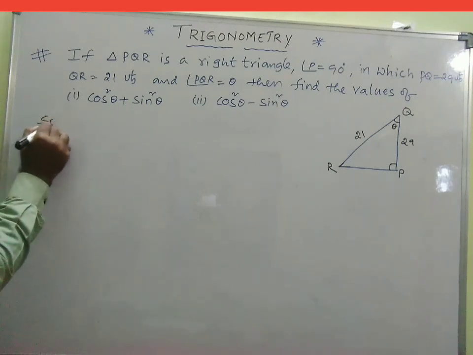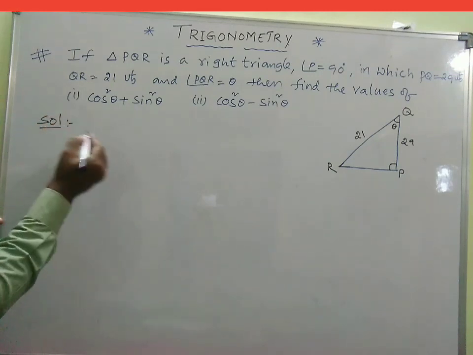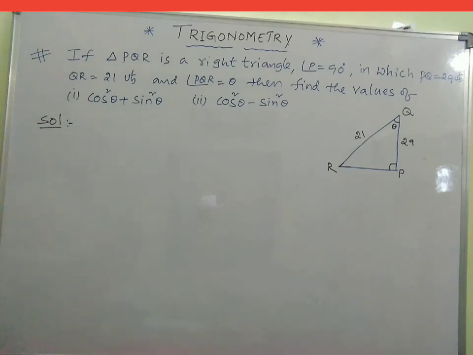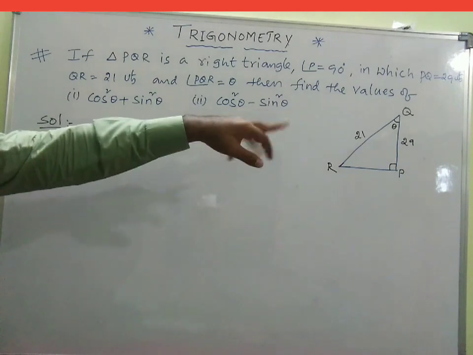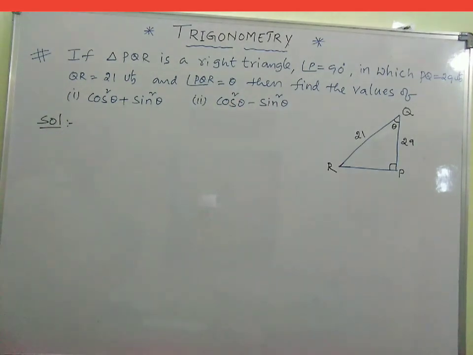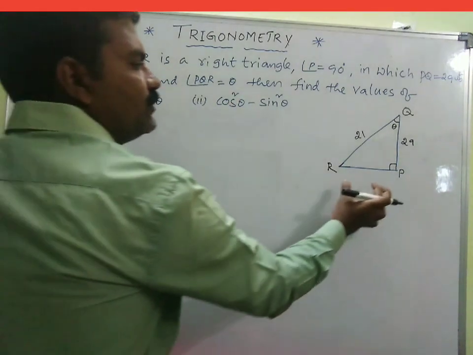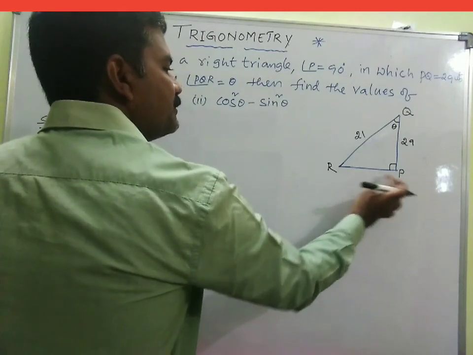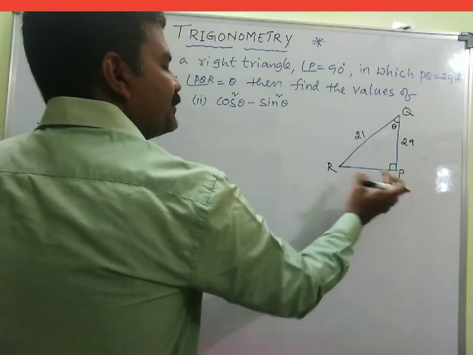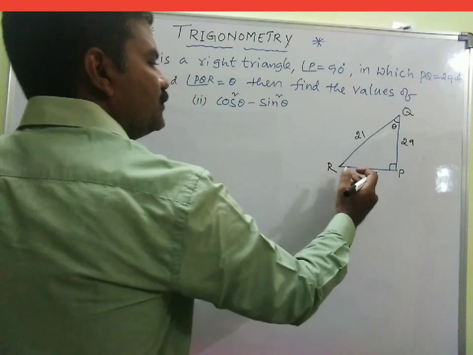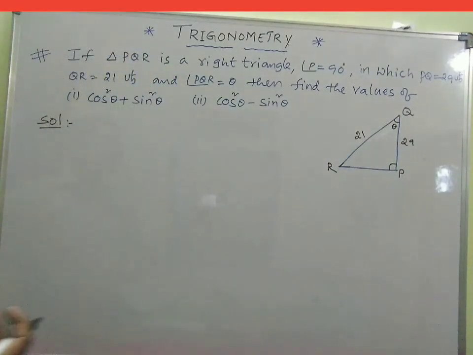So as I told you, if you want to solve anything in trigonometry, better to know the three sides of a triangle. Here we don't know the length of the side PR or RP. No problem. R to P or P to R, distance is same, length is same. So now my intention is that.